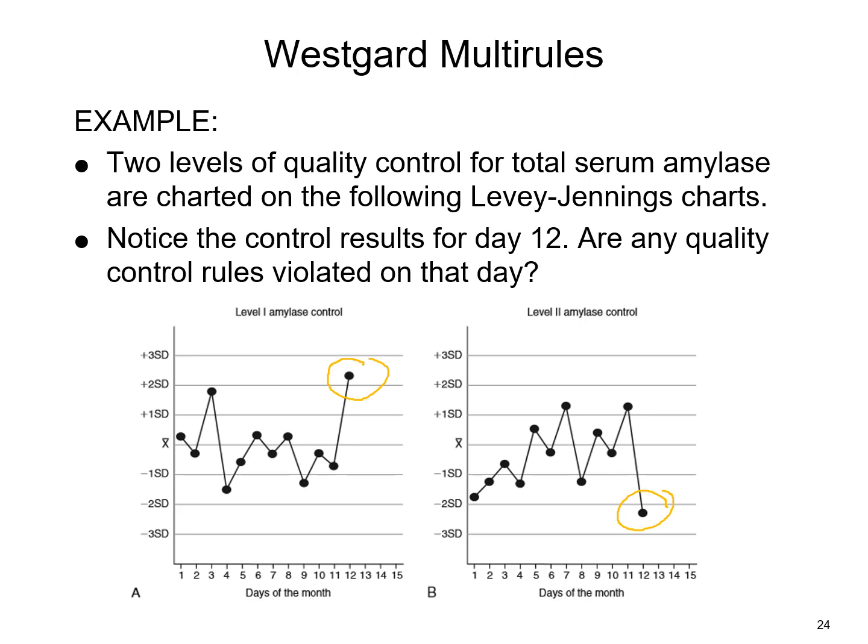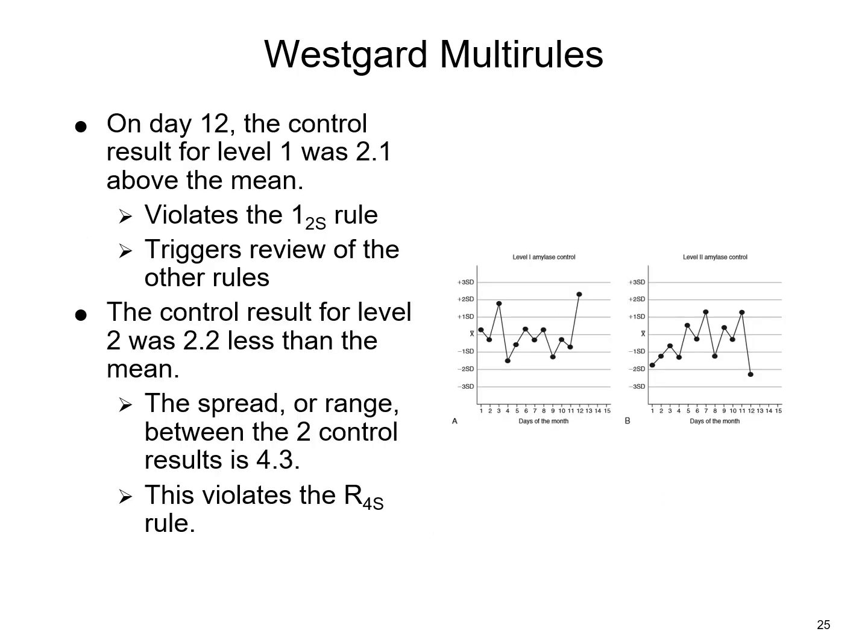So let's talk about those rules. On day 12, control results for level 1 and level 2 were run. And as we can see, they both violated the 1-2S rule because you have one outside of the 2 standard deviations. Both control levels violated that, so that means that we've got to look at all the additional rules. Do either of them or either value fall outside of 3 standard deviations? No, so we move to the next rule.